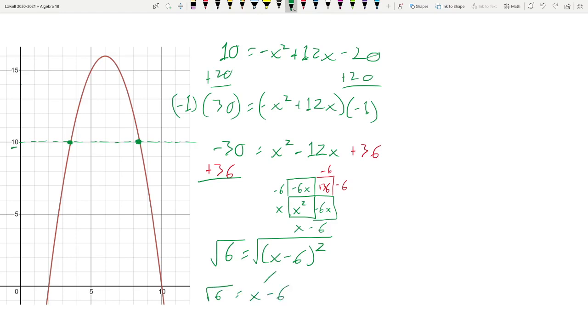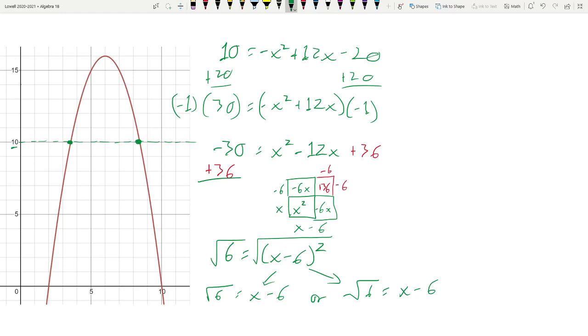But remember, you get two answers, just like how the square root of 9 is 3 or negative 3, the square root of 6 is 2 point something and negative 2 point something. And so the way I'm going to write that is, or negative, sorry, the negative square root of 6. It is not the square root of negative 6. That'd be very different. Is equal to x minus 6.